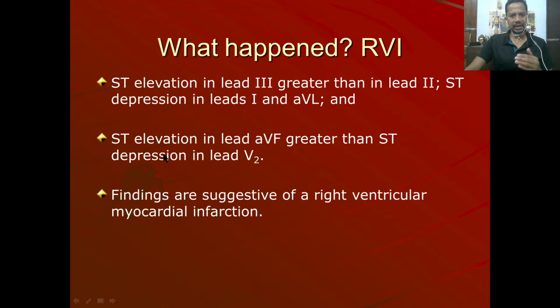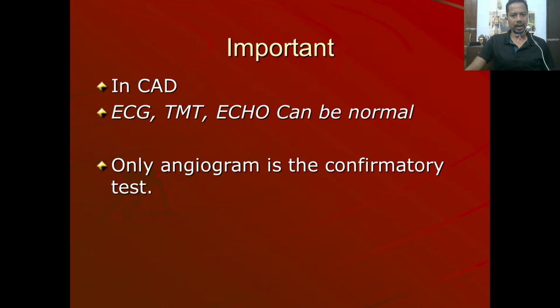And you will see ST elevation in lead AVF which is greater than ST depression in lead V2. You just have to memorize it, and I will explain with that circle how these changes are happening. These are the findings suggestive of right ventricular infarction, okay. And echo, TMT, ECG, they can all be normal. You should remember, ECG can be totally normal in MI.